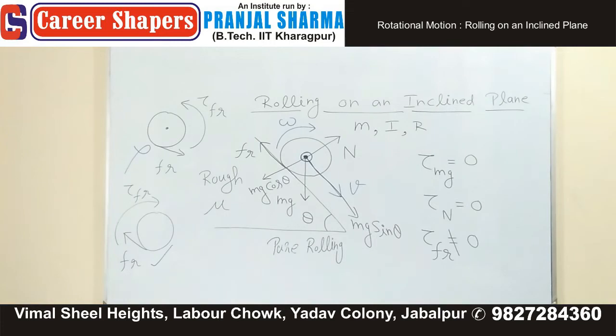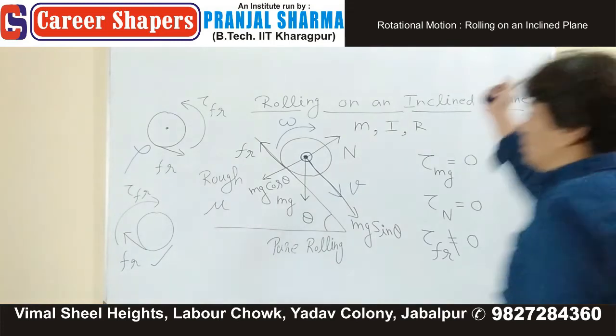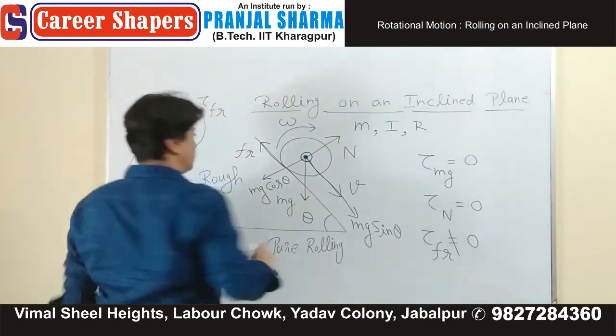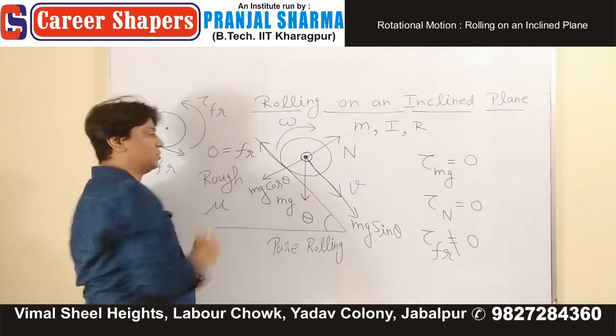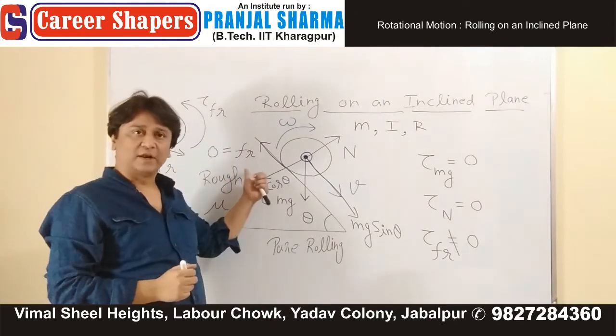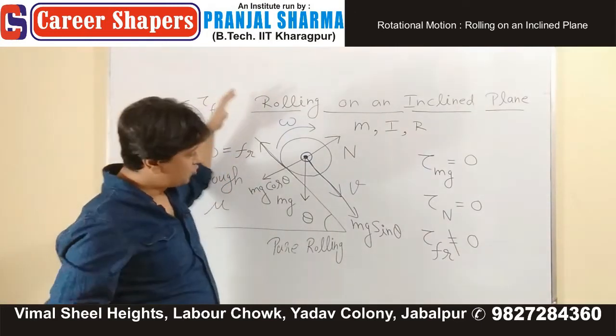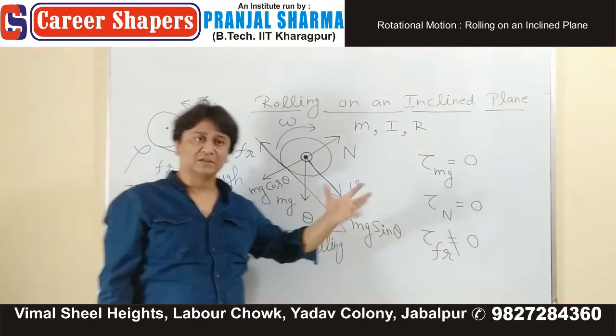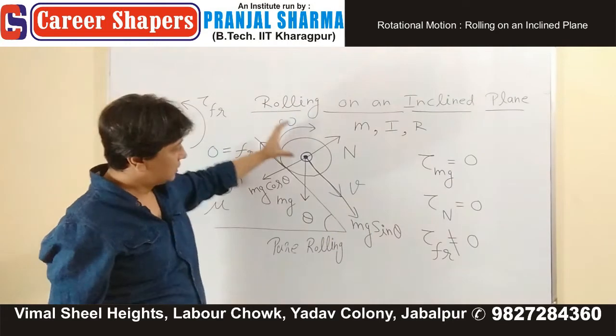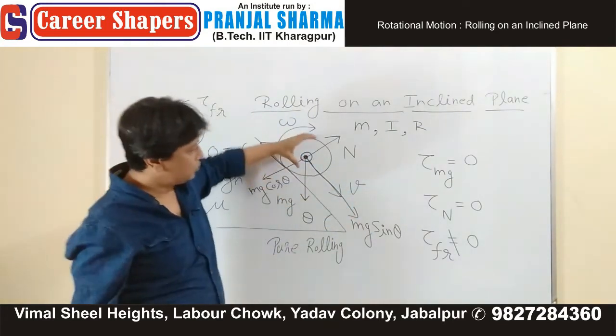Only 4 responses so far, although the question is very easy. The moment I tell you smooth, friction becomes what? 0. If there is no friction, then this object will simply slide down. It will only have what? Translatory motion, like this.